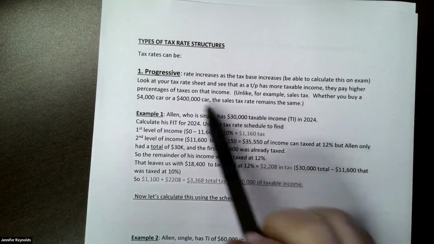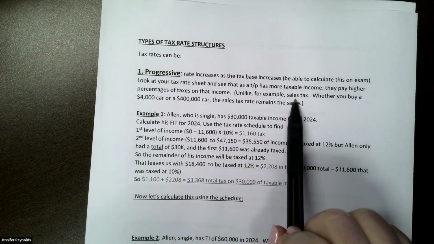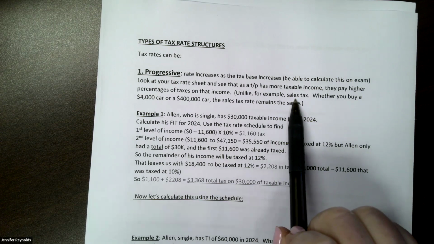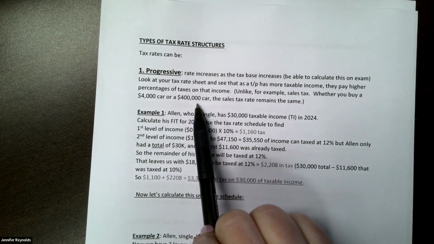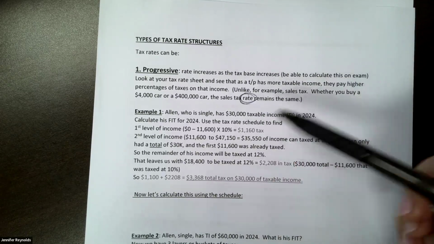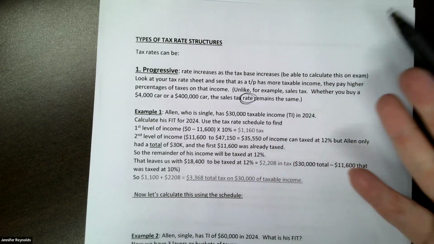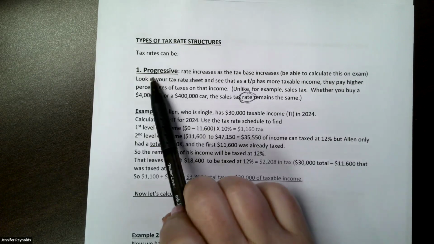So first of all, just real quick, that is unlike, for example, something you should be familiar with, like sales tax. So sales tax, whether you buy a $4,000 car or a $400,000 car, the rate remains the same. I know that the absolute dollar amount of tax would increase, but the rate, like in Tyler, we have an 8.25% rate, right? Okay, let's go back to our federal income tax system, which is progressive.